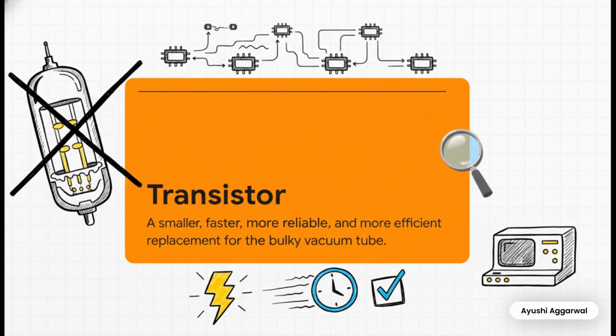So what exactly is a transistor? Well, think of it as this tiny little semiconductor device that could do everything a big, bulky vacuum tube could do, but a whole lot better. It was smaller, it was faster, way more reliable, and it used just a tiny fraction of the power. Seriously, make no mistake about it, the invention of the transistor was the single biggest leap that basically kickstarted the entire modern electronics era we live in today.